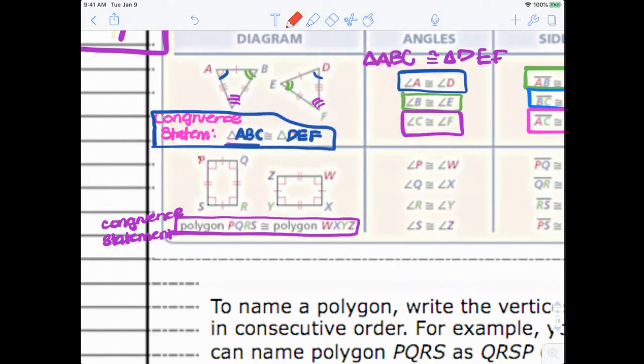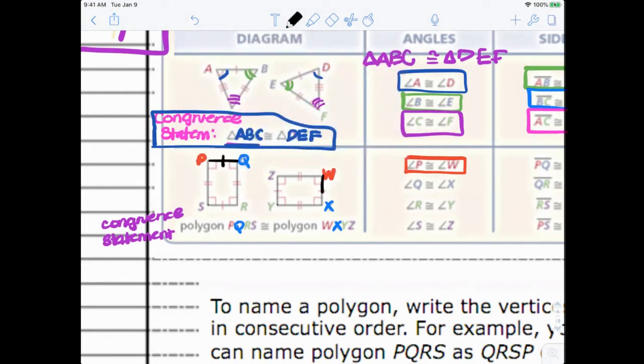So they said P is up here. It's listed first. W is listed first here. So I know P and W relate to each other in terms of the angle. Okay. P and W. Same with in blue. They say that Q is second and X is second. So I know that Q and X relate to each other, which then also tells me that the length between P and Q and W and X relate to each other in terms of a side.